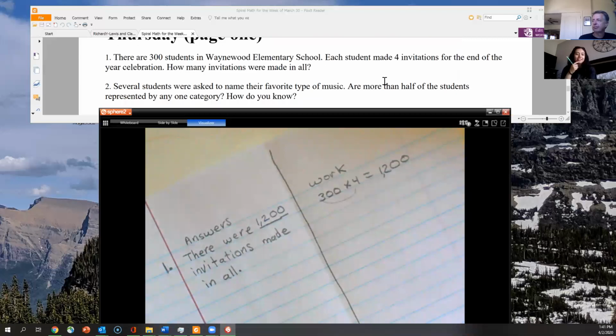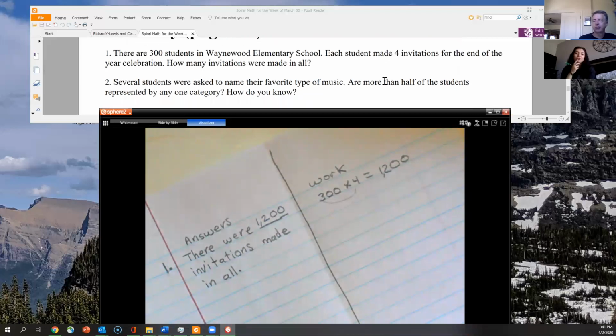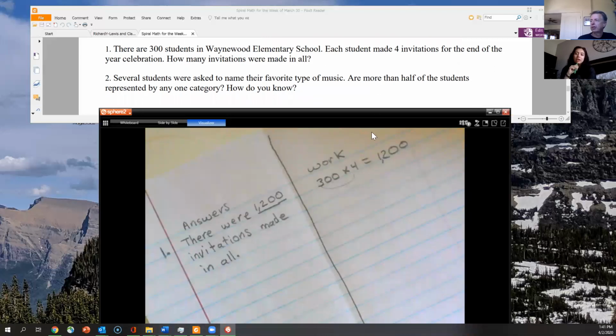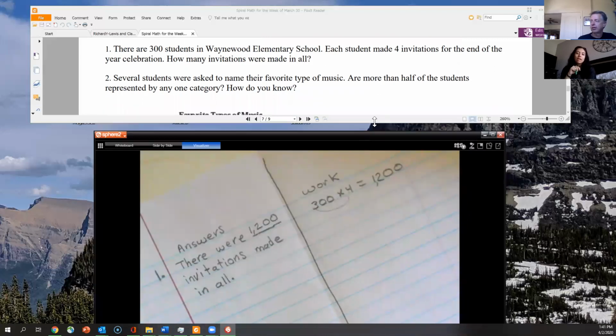Yeah, so number 2 reads, several students were asked to name their favorite type of music. Are more than half of the students represented by any one category, and how do you know?